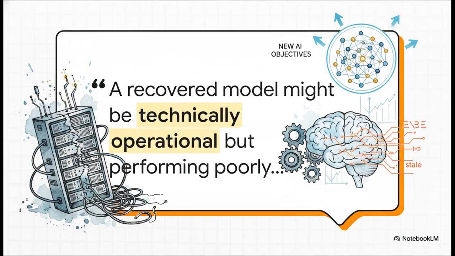But here's the big pivot. This quote from the guide just nails it. Getting a system back online is not the same as getting it working properly. You could have a recovered model that's running, but it's making awful predictions. That's why we need new metrics.